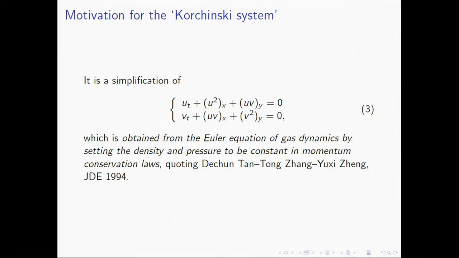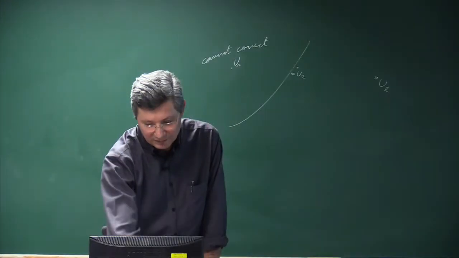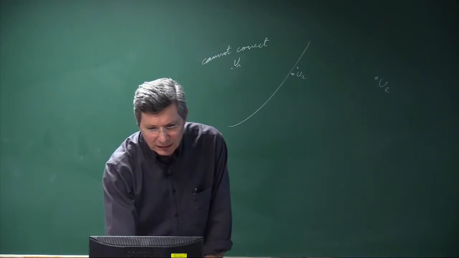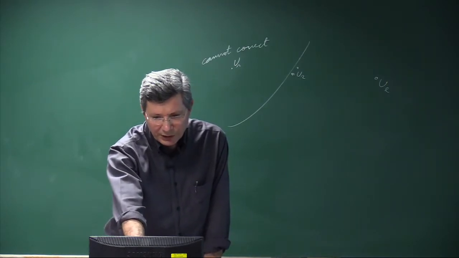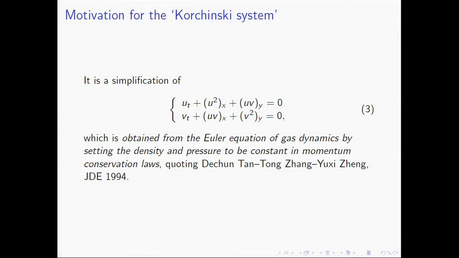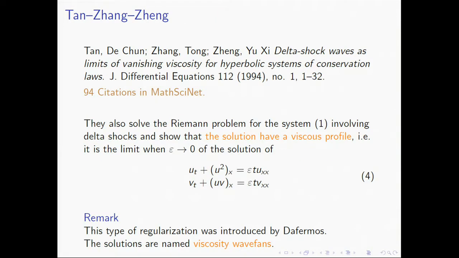So the Koszynski system is when you put i equal to 0. You don't consider this dimension, right? This was pointed out by these people here, Dan Marchesin, Tong Zhang, and Yush Zhang, in the journal. So let me say what these authors did.